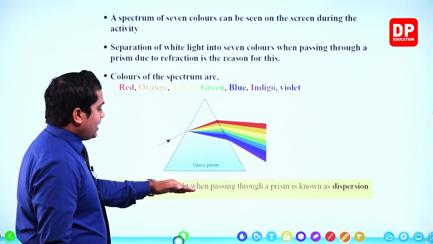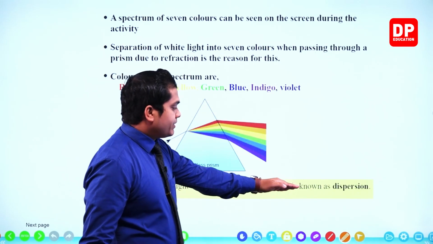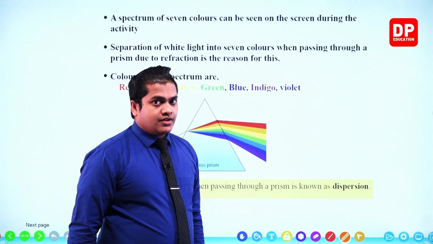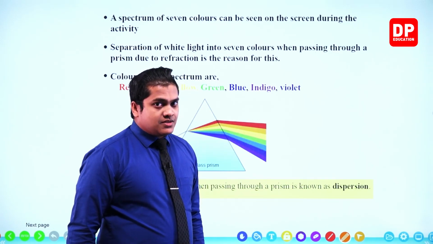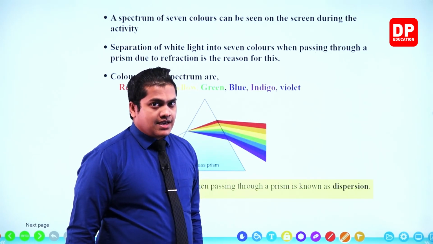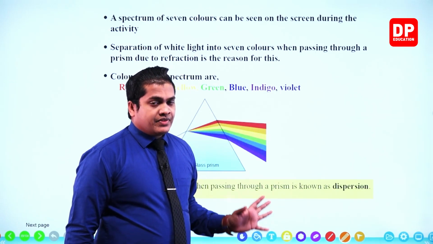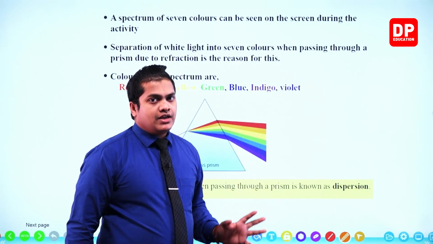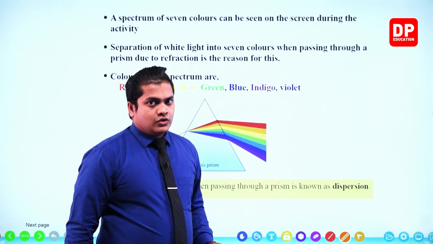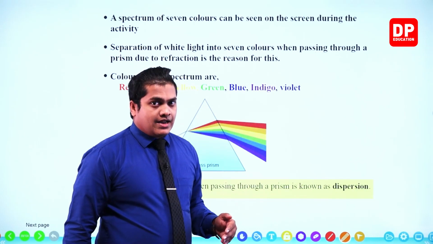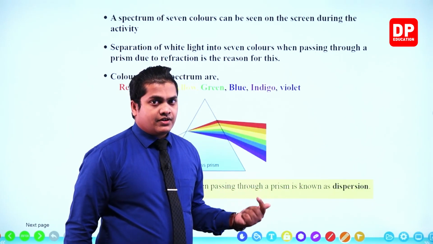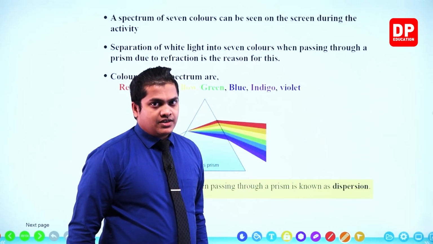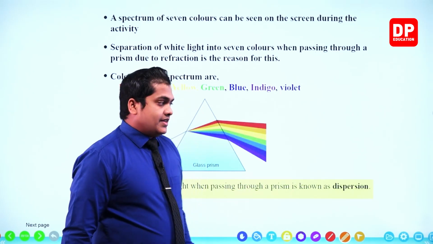Separation of white light when passing through a prism is known as dispersion. So dispersion of light rays has happened over here. That is why, my dear children, the light rays are going to separate into 7 different colors. So white light is getting separated into 7 different colors because of the dispersion, right?